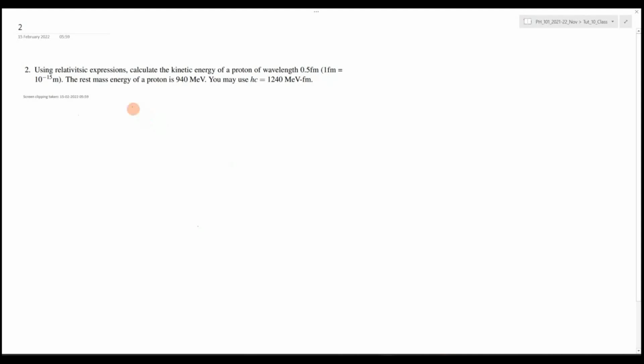Next, using the relativistic expression, calculate the kinetic energy of a proton of wavelength 0.5 Fermi meter.